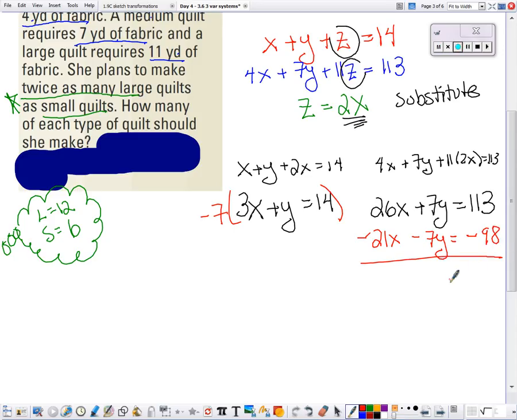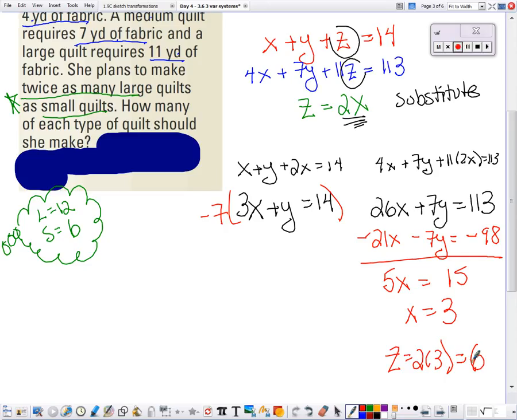I'm going to add them together. Here we get 5x. Here we get 15. That means x equals 3. So that's 3 small quilts. We can use that now back in our equation here to find z. So z equals 2 times 3. That's 6 large quilts.